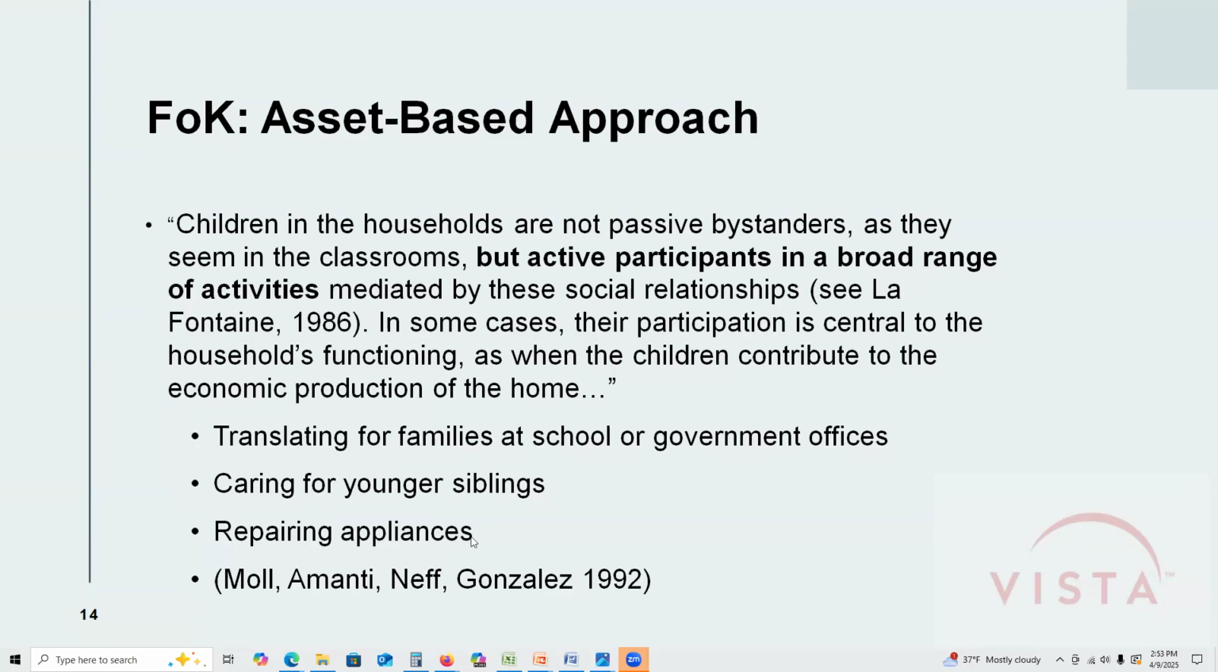And I'm wondering, have you guys experienced any of this? If you're teaching MLLs, I'm guessing you have, that if you have any knowledge of their background, you have students who translate at home for families, or students who care for their younger siblings, who are active participants in a broad range of activities where their participation is central to the household's functioning. Go ahead and type that in the chat. I'm just curious because I know I have, but I've also been in this 20 years and in a variety of different settings. While you're typing, I'll tell you a couple of my stories.